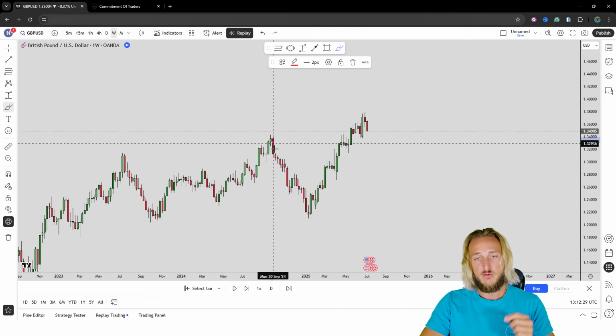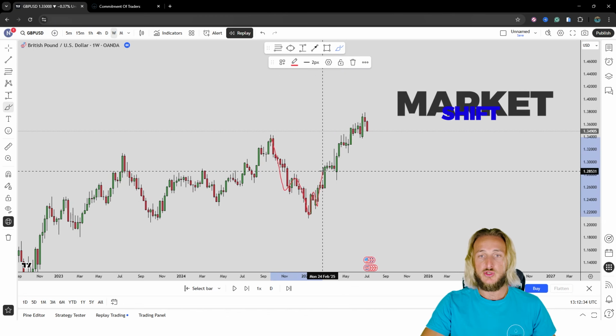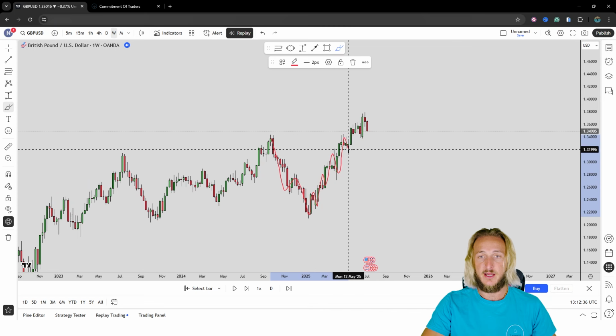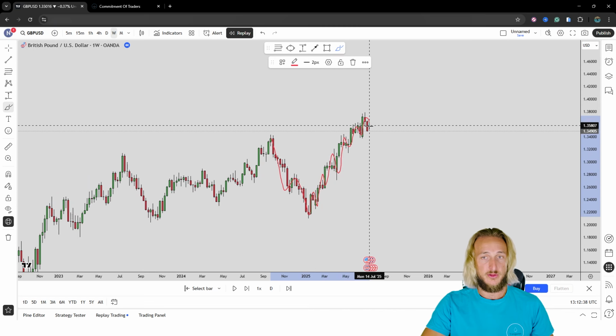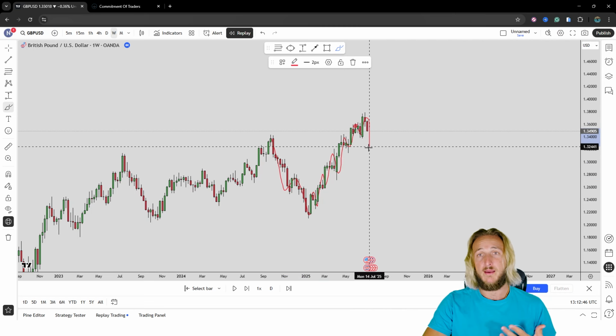So we went from the creation of weekly lower lows and lower highs to then the creation of weekly higher highs and higher lows. And now what we were starting to see is a test of the previous resistance turned support, so the previous weekly high, and the market was starting to break below that zone.